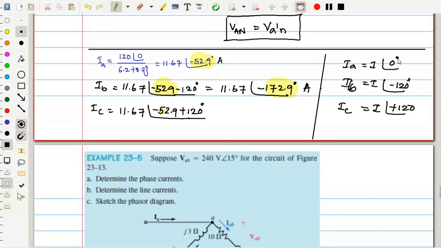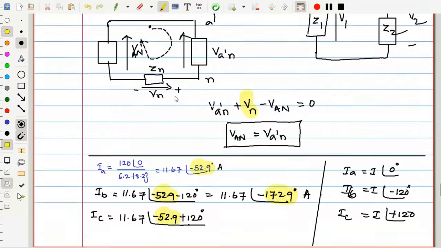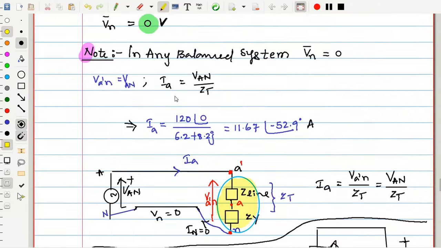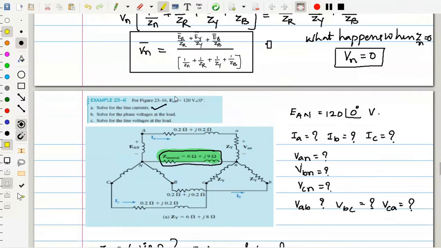If Ia is at 0 angle, then the remaining are minus 120 and plus 120. If this is non-zero, that will be carried forward. You can see that. So if 52 is here in place of 0, here also 52 is there in place of 0. Remaining everything as it is. These are the line currents. So I have 5 minutes, so I can finish.